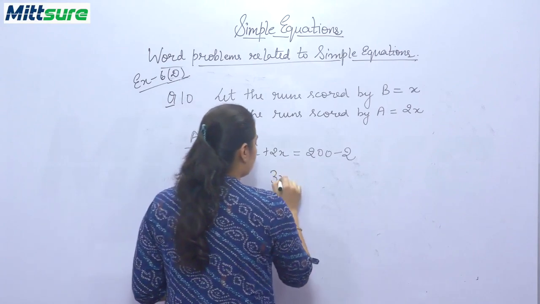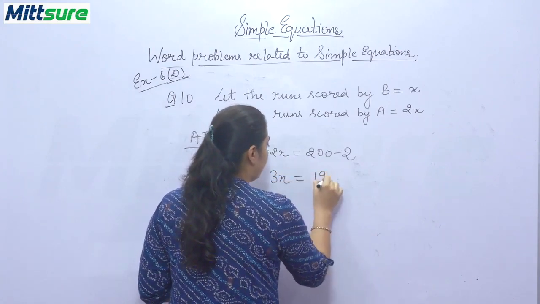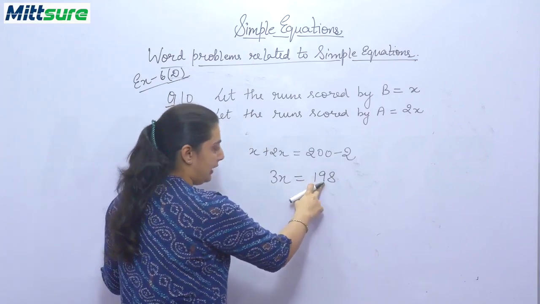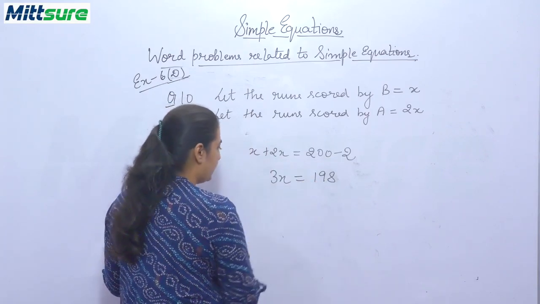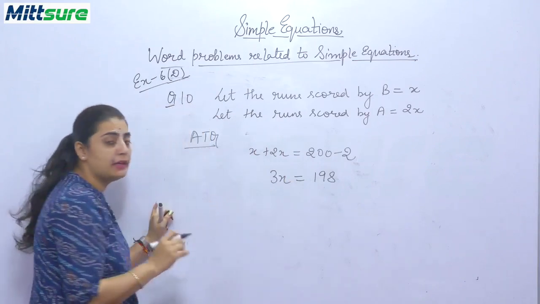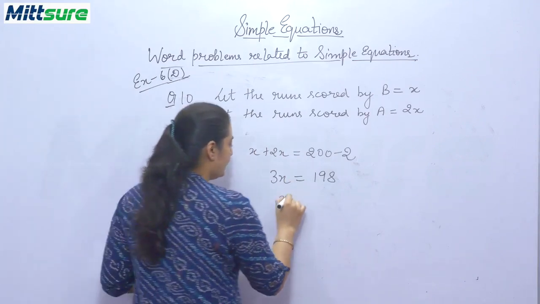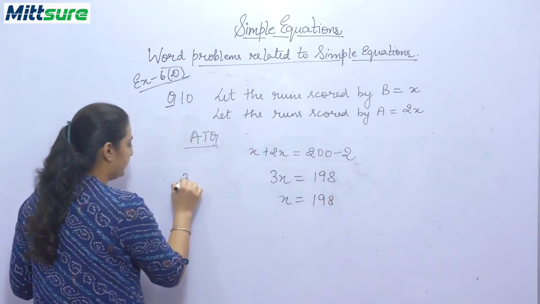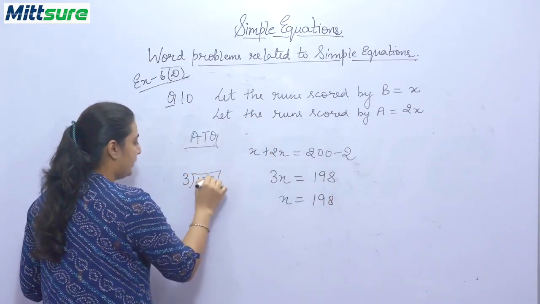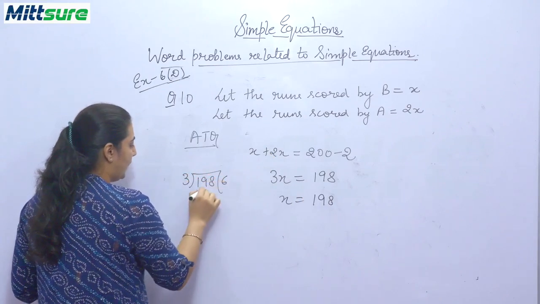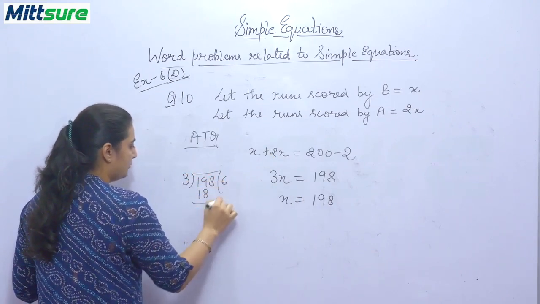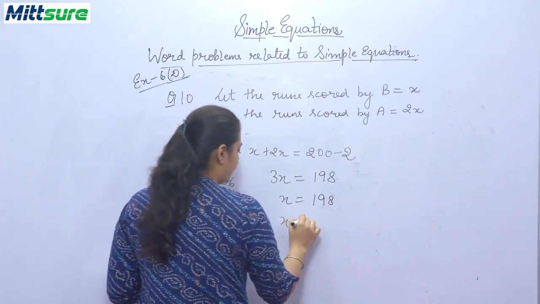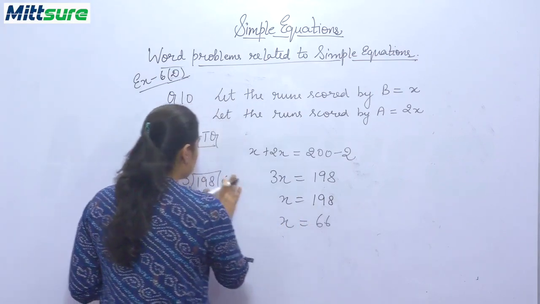Now let us see. 3x is equal to 198. Now we will see that 1 plus 9 plus 8 is 18, so it is absolutely divisible by 3. So x is equal to 198 divided by 3. Now we will calculate: 3 sixes are 18, 3 sixes are 18. So the value of x is 66.